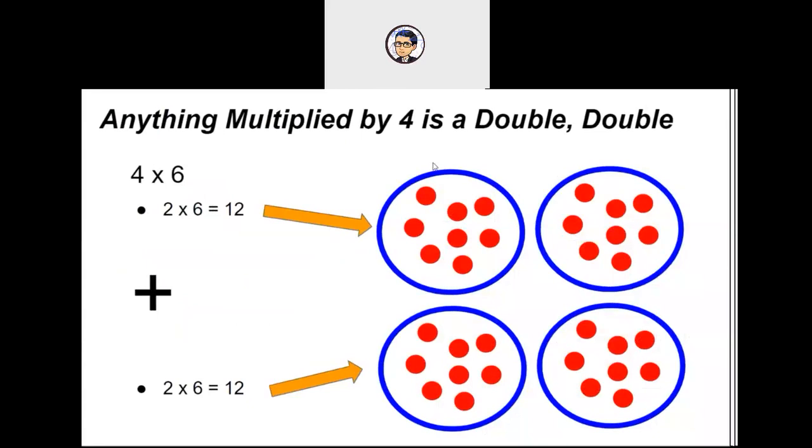When we look at multiplying by 4, we can see that multiplying by 4 is an extension of multiplying by 2. It's a double-double. Whenever I multiply by 4, I'm thinking double-double. So if I double 6, I get 12. But if I double 12, I get 24. So therefore, 4 times 6 must be 24. It's a double-double. So whenever I multiply by 4, I think about double-double. That's my rule.